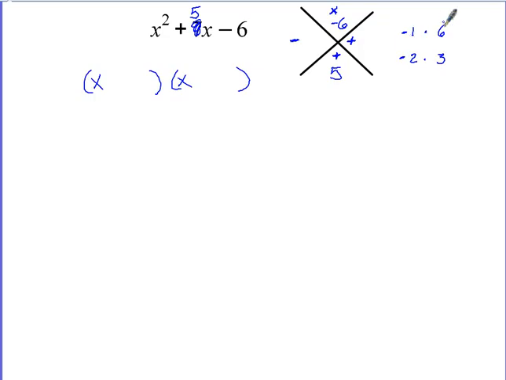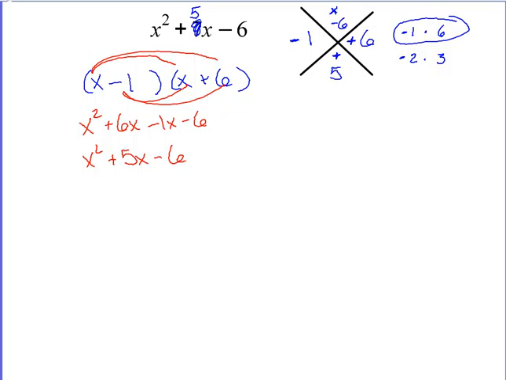So if I make my smaller number negative, negative 1 plus 6, that is 5. So there is my winner. So negative 1 and positive 6. It solves my x puzzle, so I'm going to fill them in. X minus 1, x plus 6. Okay, and again, you're going to multiply it back out to check your answer. So I want you to pause here and try that.